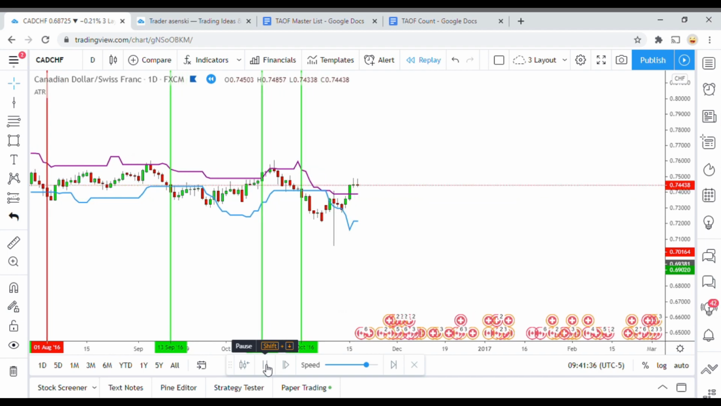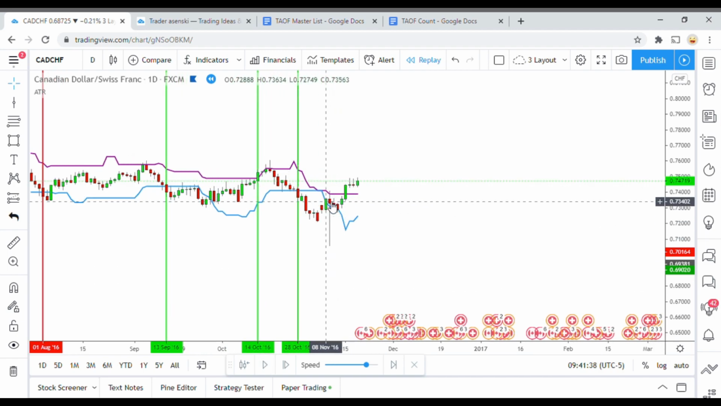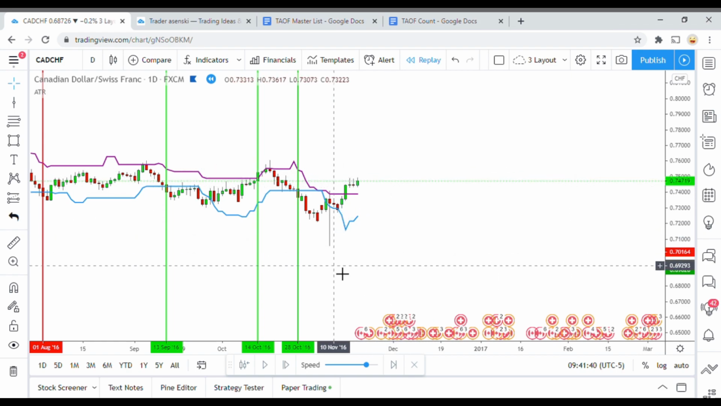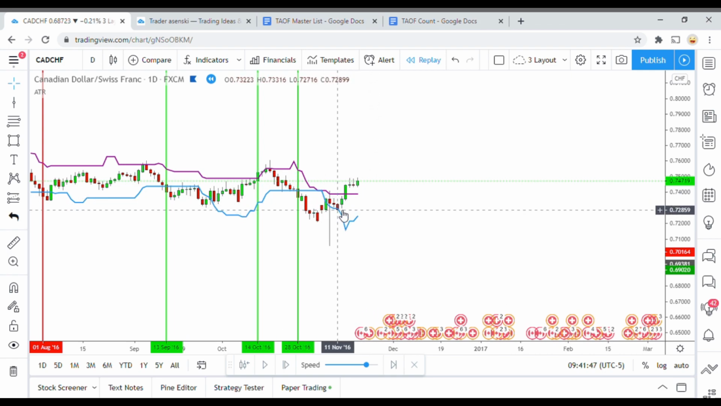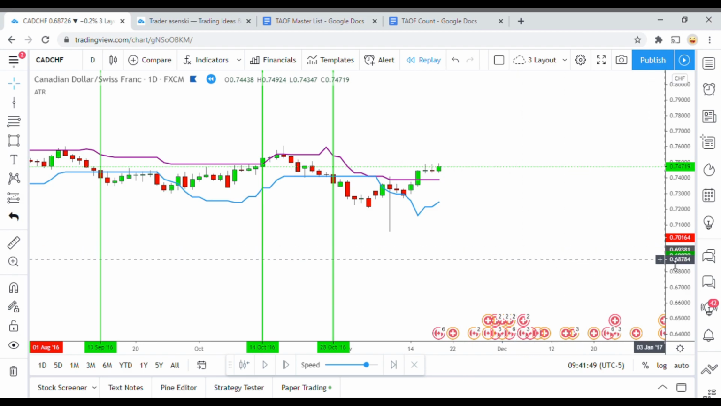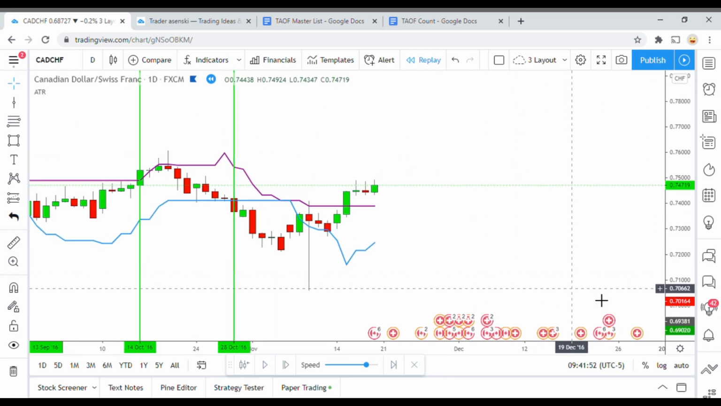Now keep in mind that we are looking for only closes. The candle has to close beyond. It's not the wicks that we're looking at. It's the bodies of the candles themselves. They have to close beyond the line.